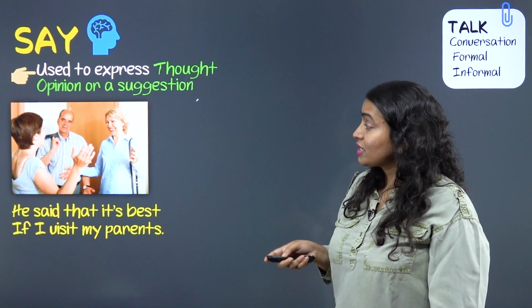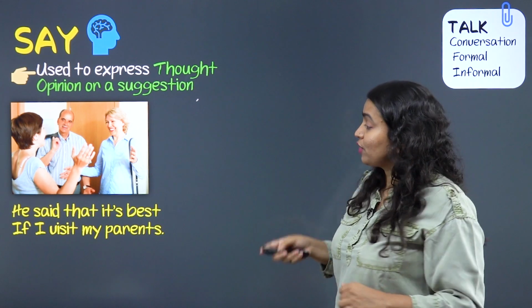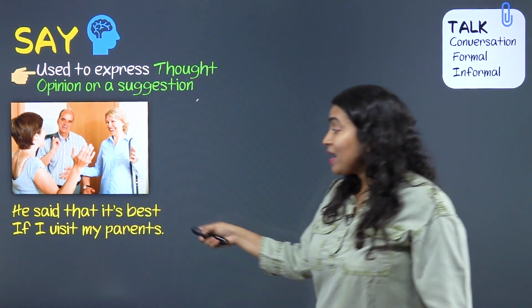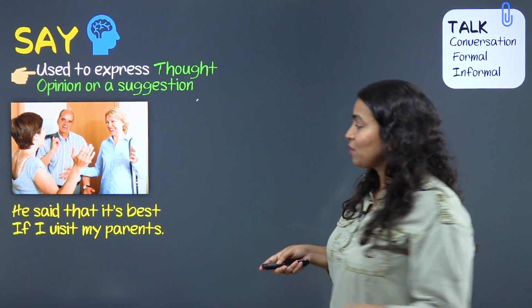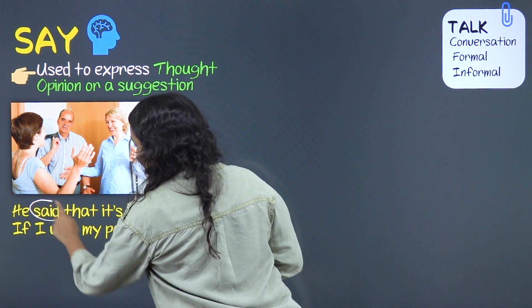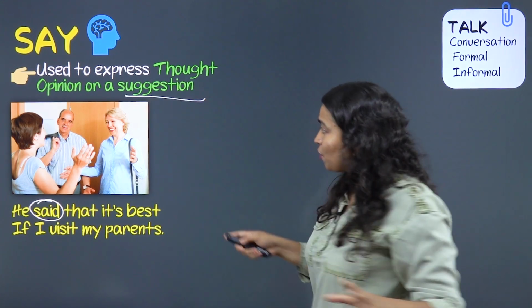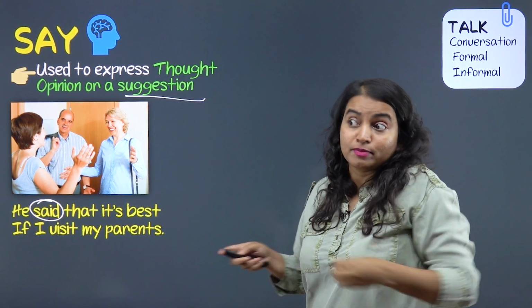And then we have another example sentence, where I say, he said that it's best if I visit my parents. Now, I'm again using the word said, and this kind of seems like a suggestion to me because he's suggesting that why don't you meet your parents?